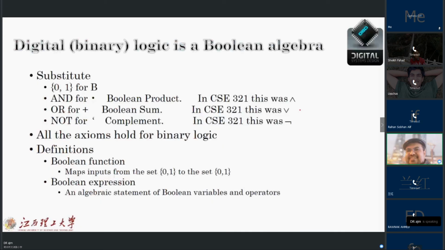Digital or binary logic is Boolean algebra, as we told you, and we have AND, which we show with a dot, or OR, which we show with a plus. NOT we show sometimes with this, sometimes with the bar. In mathematics, we show it like this, or like this, and complement like this. But mainly we will do our operations based on this. There is not much difference between them. A Boolean function, as we showed, maps the inputs, the set between 0 and 1. And this expression is a statement of Boolean variables and operations that we saw.